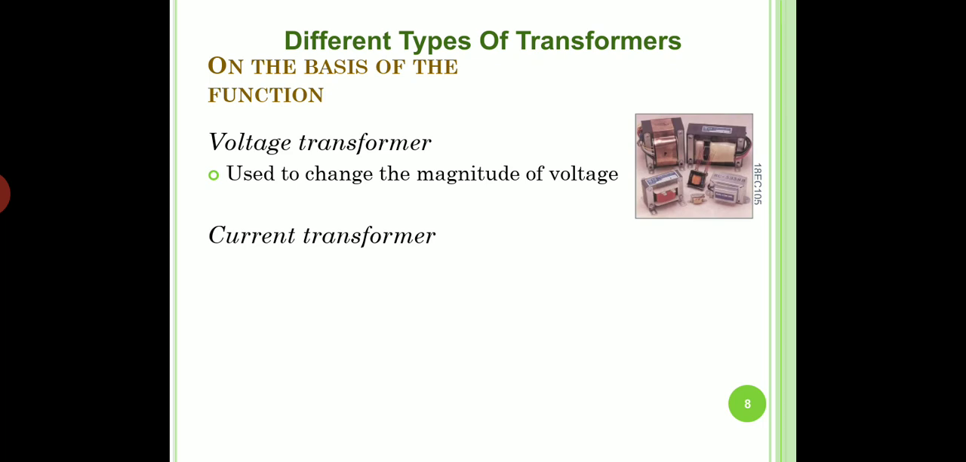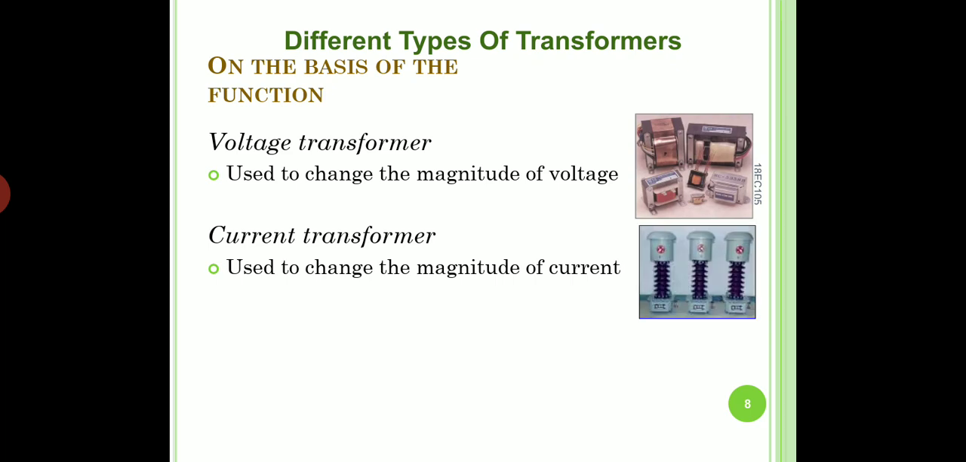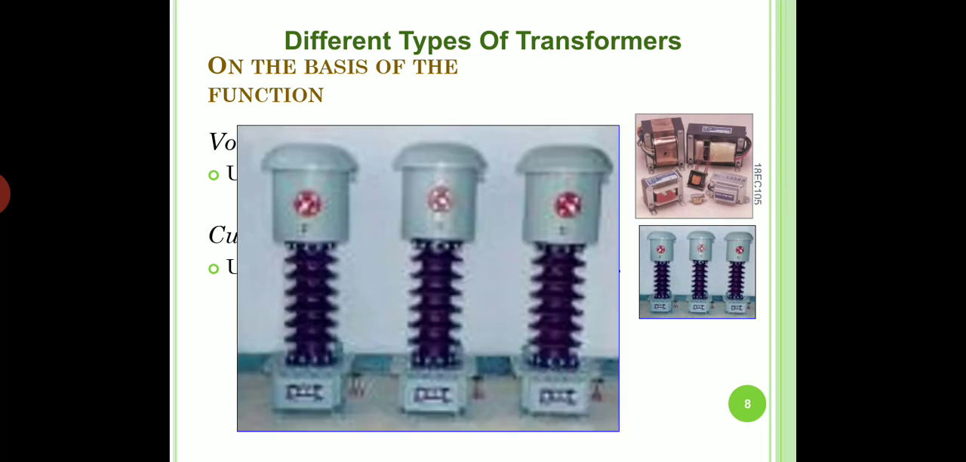then current transformers. Here it is used to change the magnitude of the current from primary to the secondary or vice versa. That is most of the time used in industrial and high current applications. They look like this.